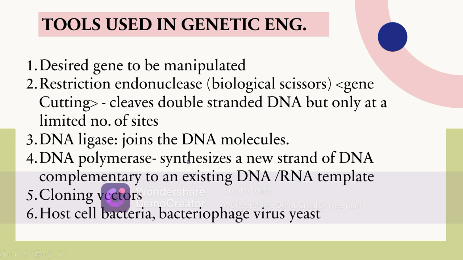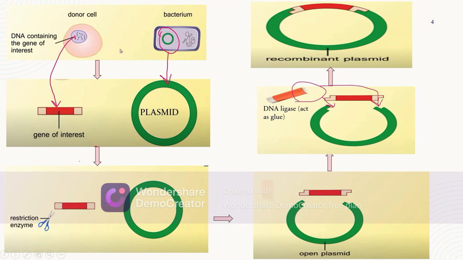Then cloning vectors, where the mutation will occur. Once we produce the new recombinant DNA strand or RNA strand with the help of a plasmid, it will be cloned in a cloning vector present in a host cell, bacteria or a bacteriophage, where the mutation will occur. So here I pasted a picture for better understanding. We have a donor cell, and at the same time we have a bacterium cell or a bacteriophage, where from the donor cell we get the gene of interest which we want to alter or manipulate.